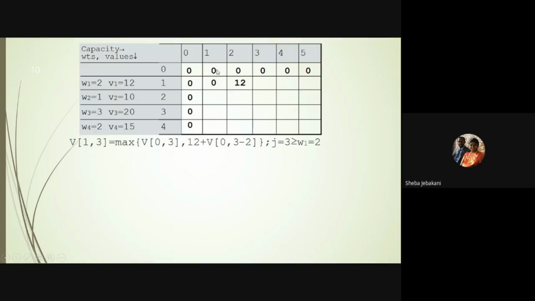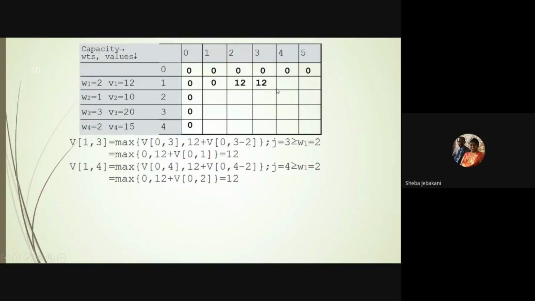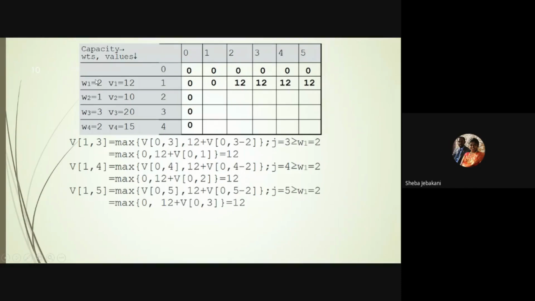So I go to this position, take this value and add with it. Again 0 and 12 basically will give me 12 itself. So same 12 gets added. Same way for 4 and 5 also, you can work it out, you will get the same values, because all the previous values are 0. I take minus 2 at this particular position because the weight is 2. If it was 1, then minus 1.